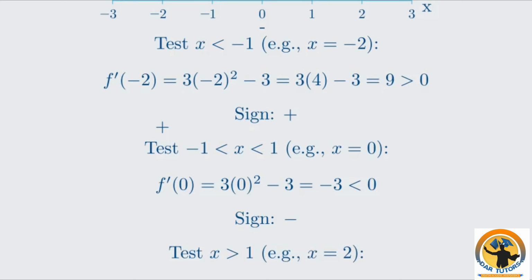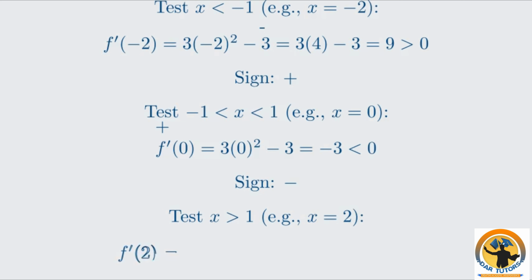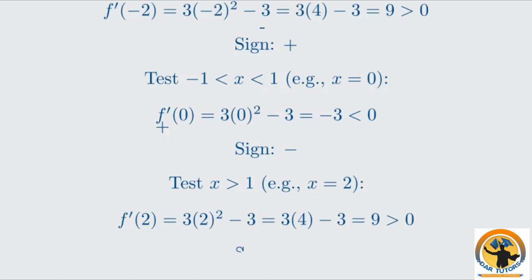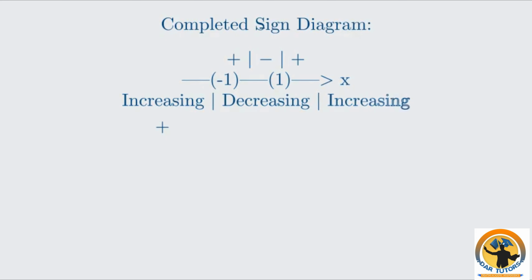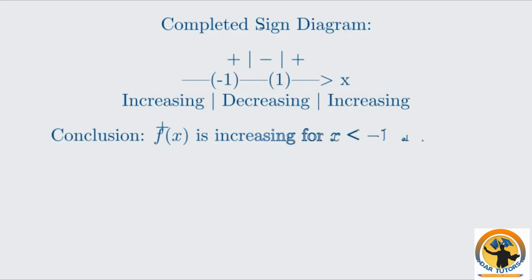Finally, for the interval x greater than 1, let's test x equals 2. F prime of 2 is 3 times 2 squared minus 3, which is 9. Since 9 is positive, the function is increasing on this interval. We can now complete our sign diagram. It shows a plus sign, then a minus sign, then a plus sign. This tells us that f of x is increasing for x less than or equal to -1, decreasing for x between -1 and 1, and increasing for x greater than or equal to 1.